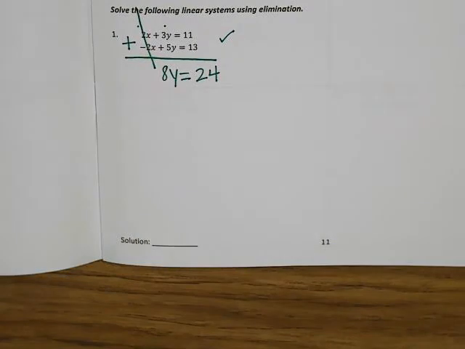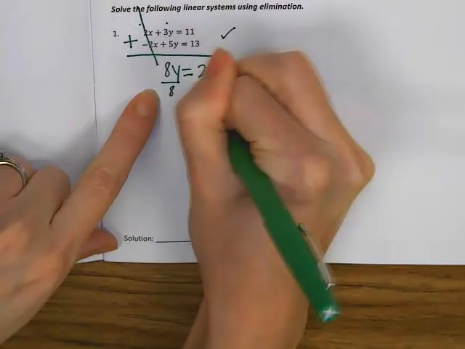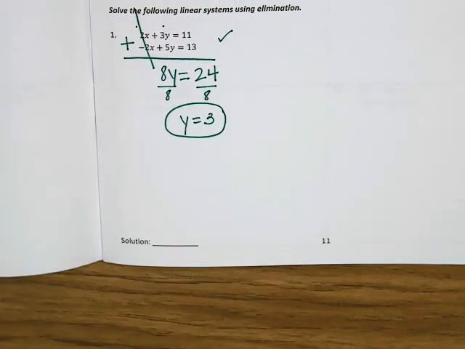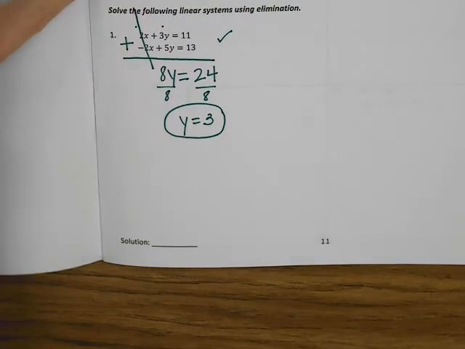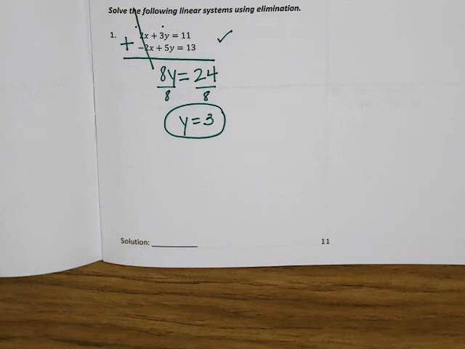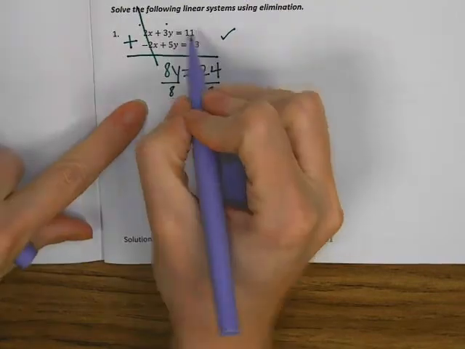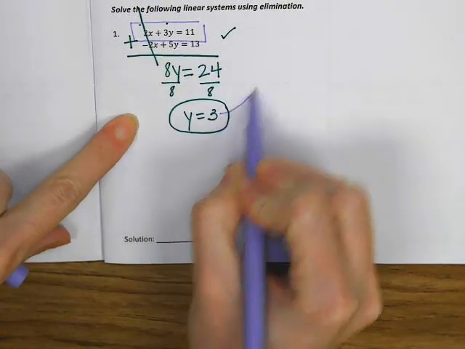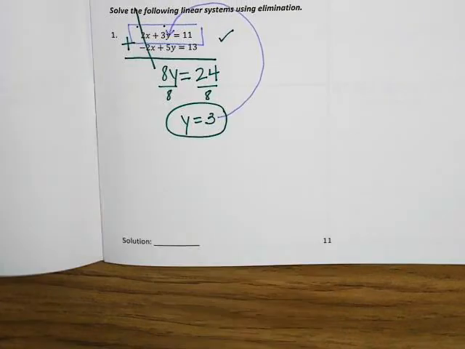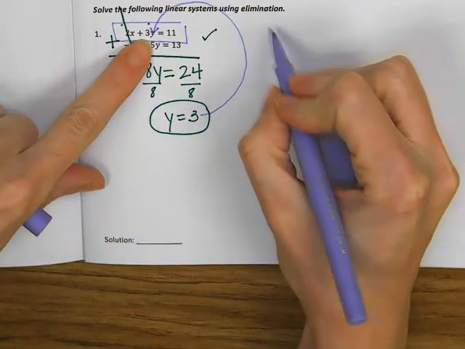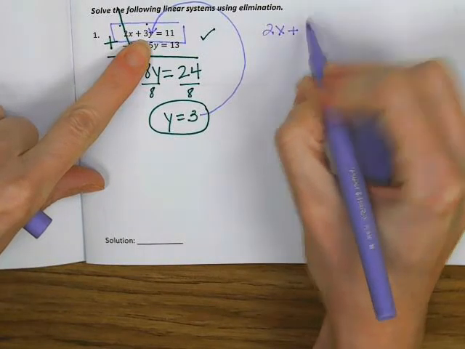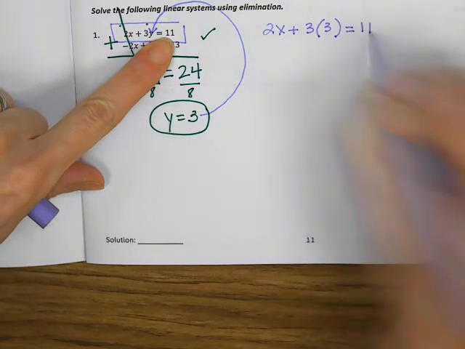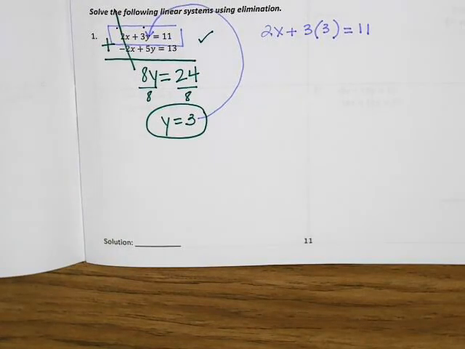Solve for y. Very easy, divide both sides by 8, and just like that, we already have y. Now we're on step 5. Plug 3 in for y and solve for x. You guys can pick either equation. I'm going to pick the top one, and I'm going to plug 3 in for y to solve for x. So if I rewrite it, it's 2x plus 3 times y, which is 3, equals 11. And you just have to solve that equation now.